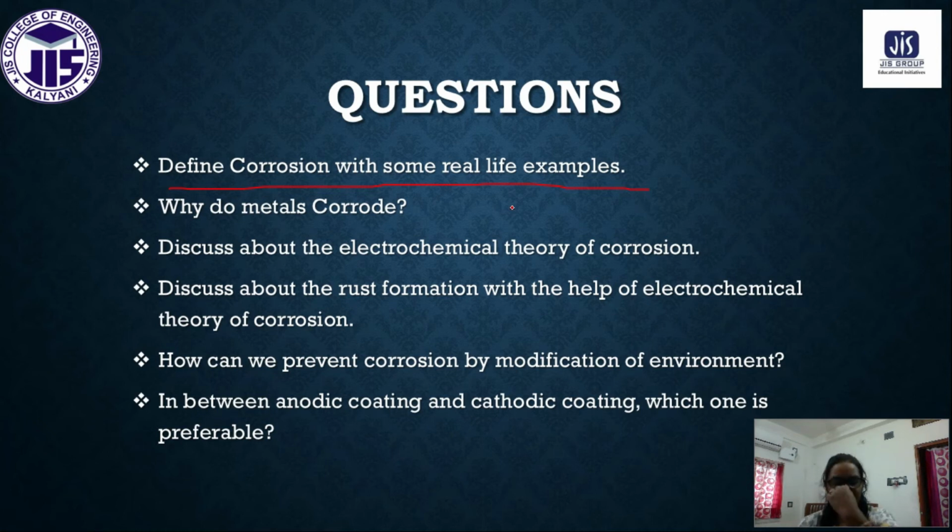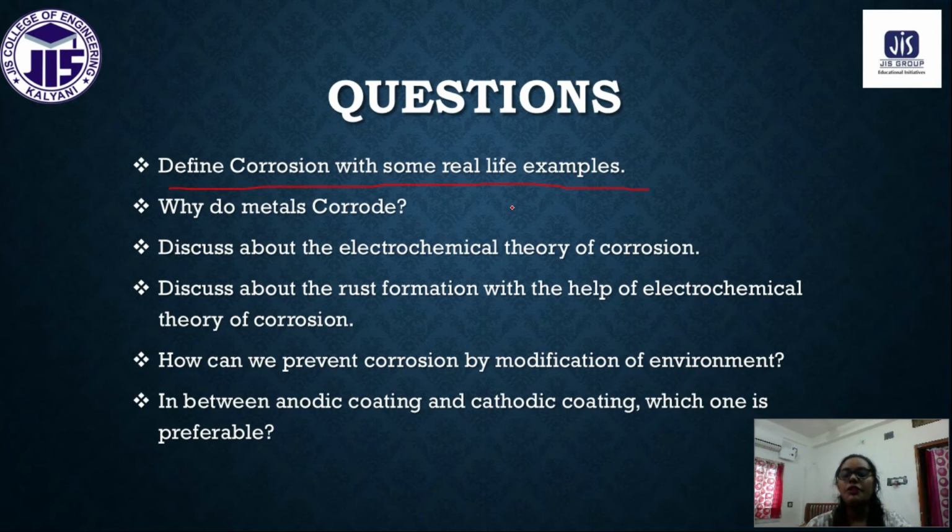There are so many real life examples. Generally we have rusting of iron. If you keep an iron rod in the environment for a while, in our environment we have oxygen and moisture. So after some days, you can see on the surface of that iron rod, a brown colored layer will form, which is called rust.